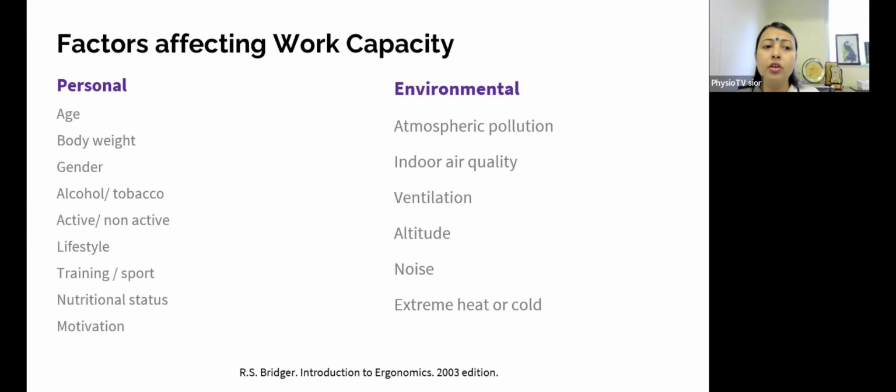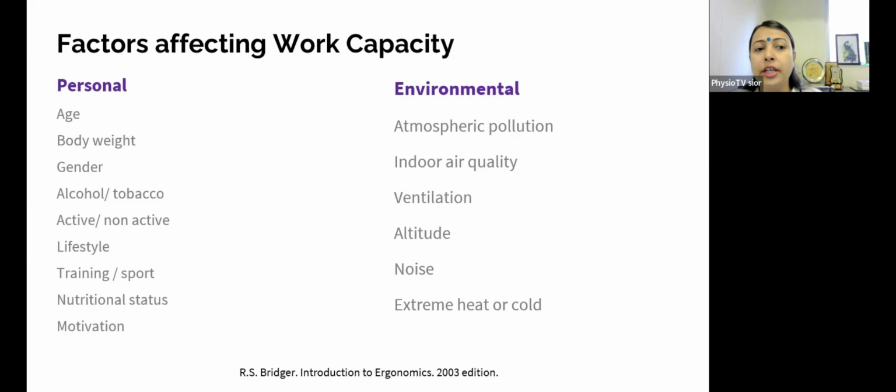Now here, as you can see, some personal factors are modifiable, like lifestyle, nutritional status, motivation, and some of these factors are non-modifiable. For example, the age of the worker, the gender of the worker. This is something which is not under our control, but we need to record it because there are some associations of the capacity with regards to age and gender, but the rest of it, which are modifiable, has to be taken utmost care of.